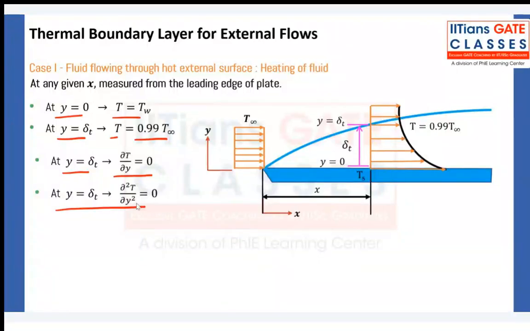Thermal boundary layer was up to 99% of temperature difference, or otherwise it will be 0.99 T infinity. 0.99 means it's in percentage actually, 99% of T infinity. That means we are very close to T infinity. We are almost at T infinity.